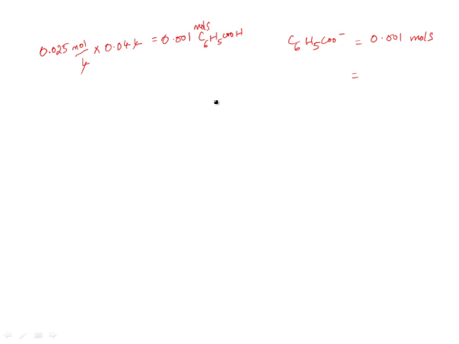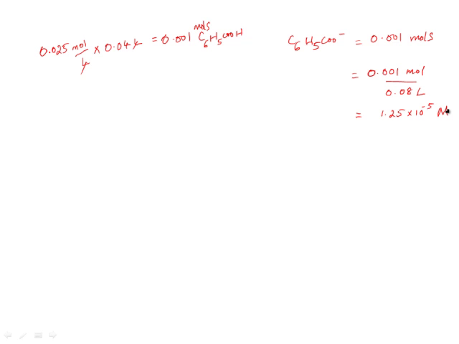So 0.001 moles divided by 80 milliliters, which is 0.08 liters. So what is the molarity? 1.25 times 10 to the power negative 5? So that is the molarity of the benzoate ion.